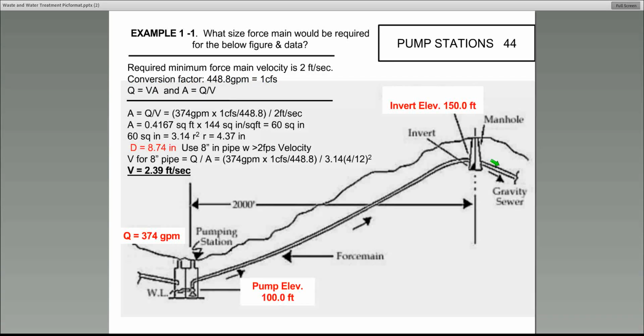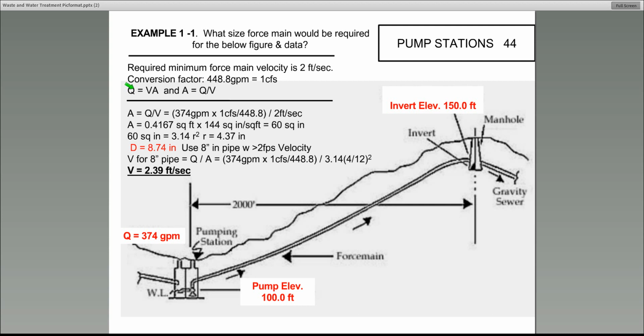Okay, you could very well have a problem like this, and it looks complicated, but if you look at it, it's basically Q equals VA. What size force main would be required for the below figure in data? Okay, the required minimum force main has a velocity of 2 feet per second. That's from the 10 State Standards. The conversion factor for cubic feet per second to gallons per minute is 448.8 gallons per minute for each CFS.